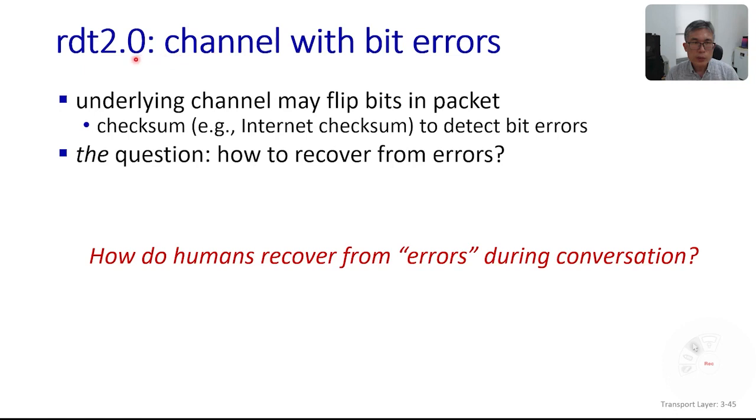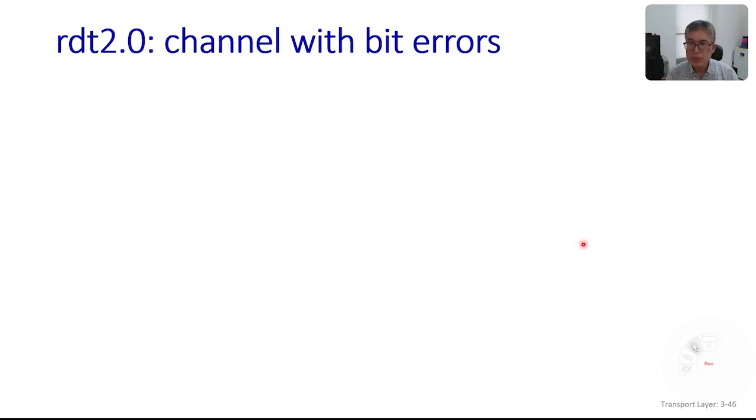RDT 2 is designed to handle a channel with bit errors. So the underlying channel may flip a bit in a packet. In that case, a checksum can detect it, like the internet checksum we studied in UDP. The question is how to recover from error. How do humans recover from error during a conversation? In that case, retransmission is used, right?